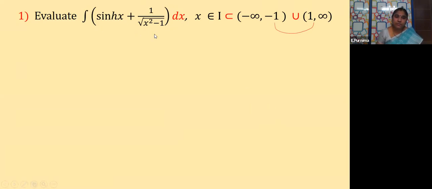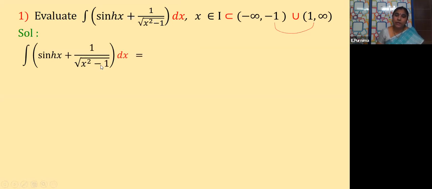So first of all, if you observe our integral, you have 2 functions. One is sin hx and the other one is 1 by under root of x square minus 1. According to the properties of integrals, which you have seen in the last session, the integral of sin hx plus 1 by under root of x square minus 1 into dx is equal to, how to write this?